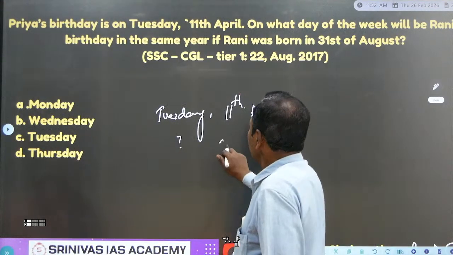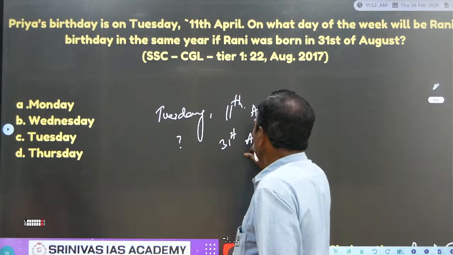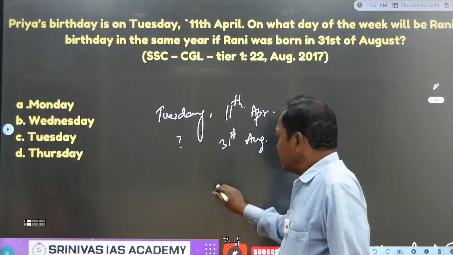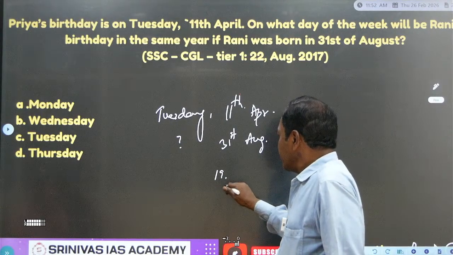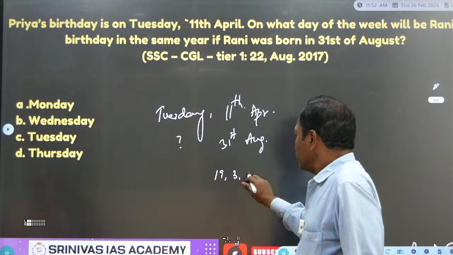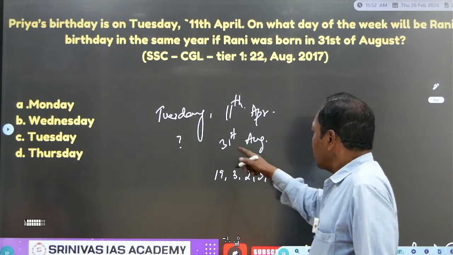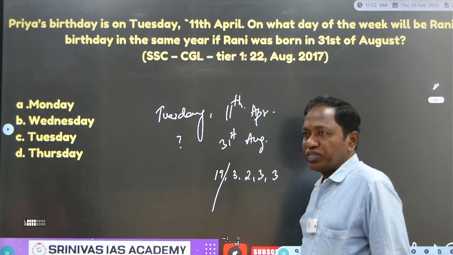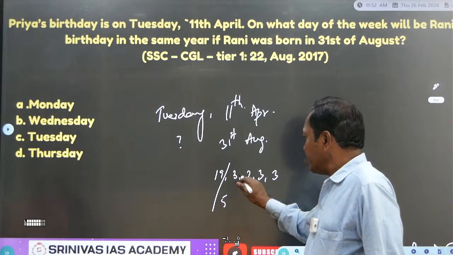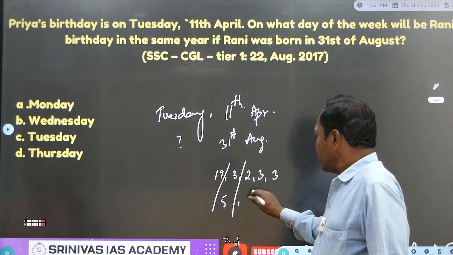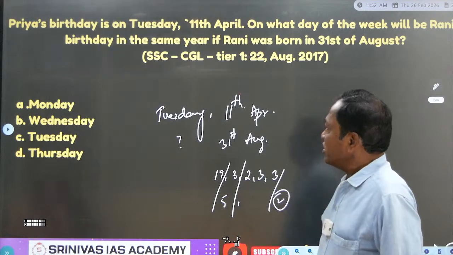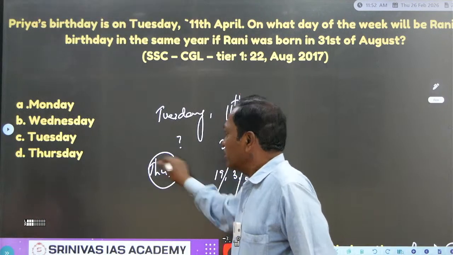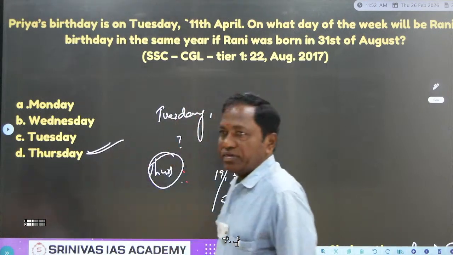31st August. Right. Let us take April. April is the month of 30 days. 19 days. May 3, June, July, August 31 means you can take only 3. 19 by 7, 2 weeks, 5 days. 5 plus 3, 8. 8 by 7, 1. 3, 6, 9. So 2 days. 2 days after Tuesday: Wednesday, Thursday is the answer. Option D.